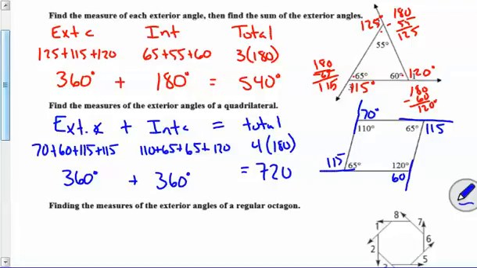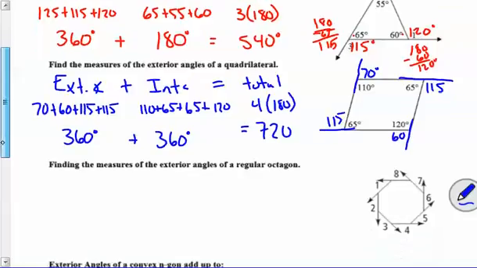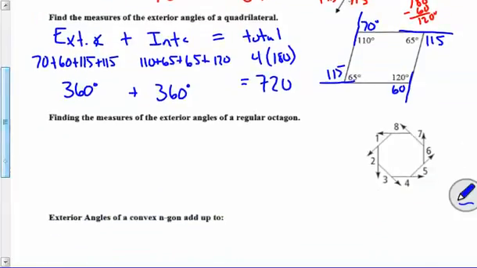All right, everything seems to be fitting together really well. So, finding the measures of the exterior angles of a regular octagon. Okay, so for this exercise, you might not know what an exterior angle of a regular octagon is. So I'll let you know that it's 45 degrees. Regular octagons always have exterior angles of 45.